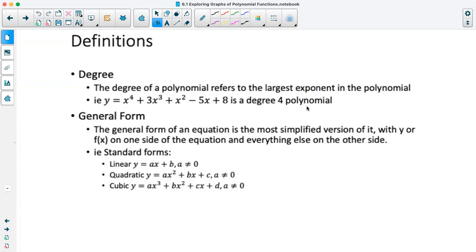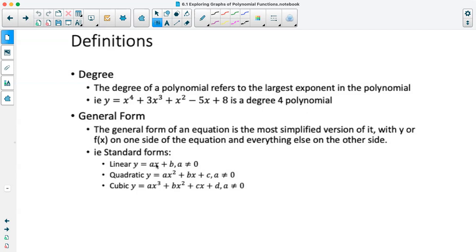Now we also have general form. The general form of an equation is the most simplified version of it. So essentially multiplied out and like terms combined. Now we have y or f of x on one side of our equation and everything else on the other. Typically we list our terms in descending order of exponents.